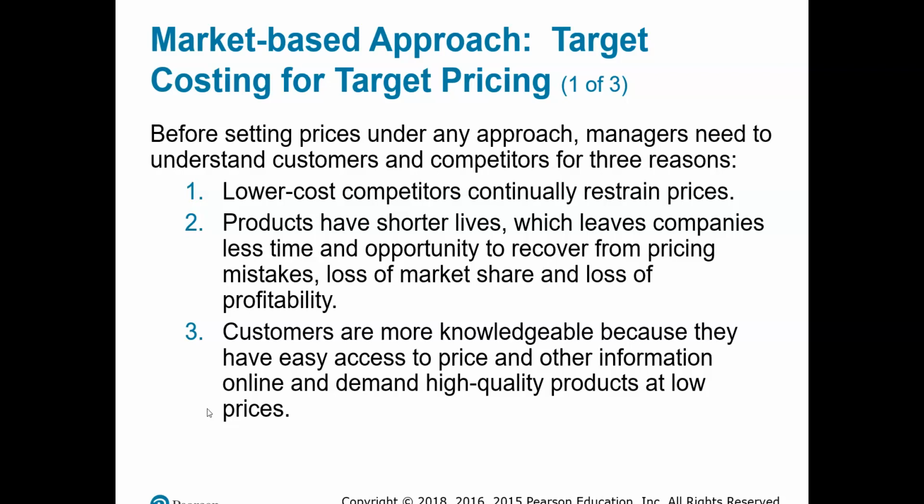Number two is that a lot of products nowadays have shorter lives, so there's less time, less opportunity to recover from a pricing mistake, loss of market share, loss of profitability. And we see this especially a lot in technology type products. The same phone that was popular 4 or 5 years ago, now there's other things that have developed because new products have come out, better products have come out, so that product really has a shorter life.